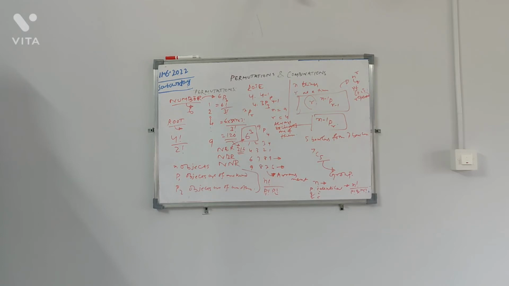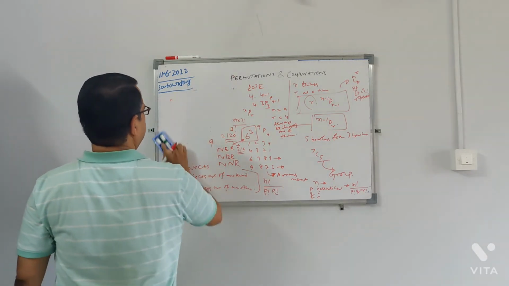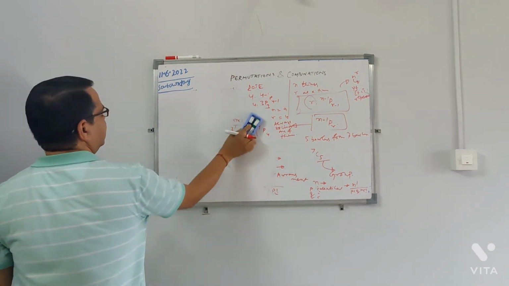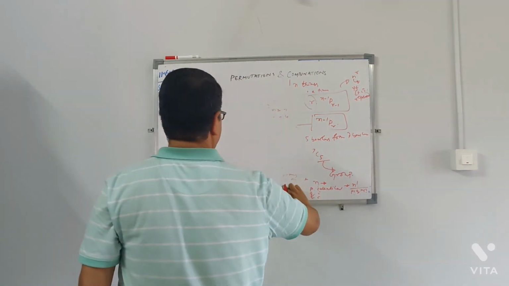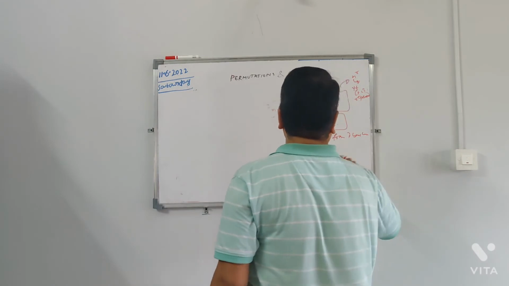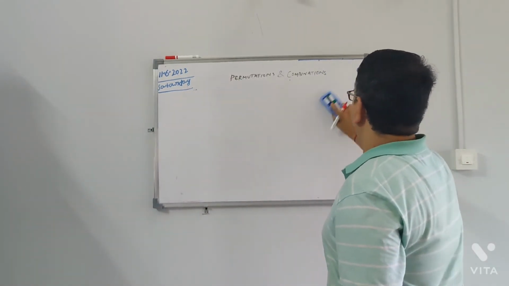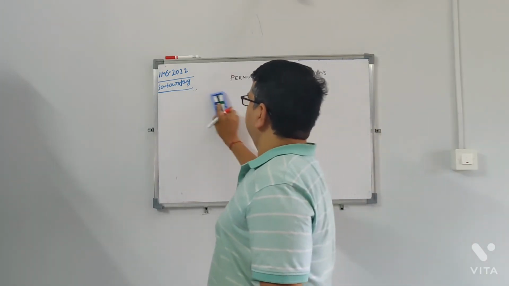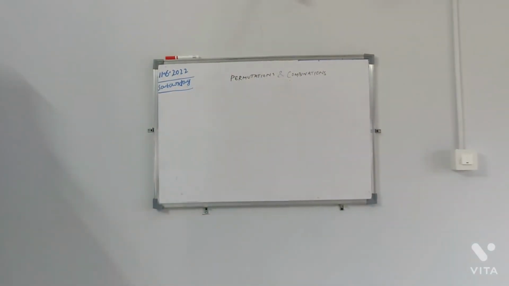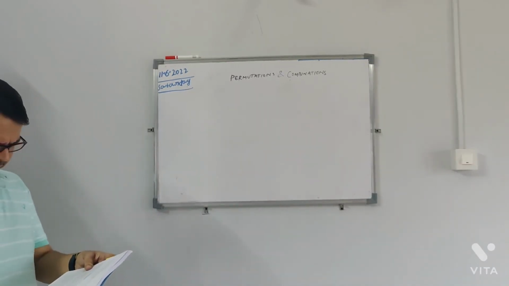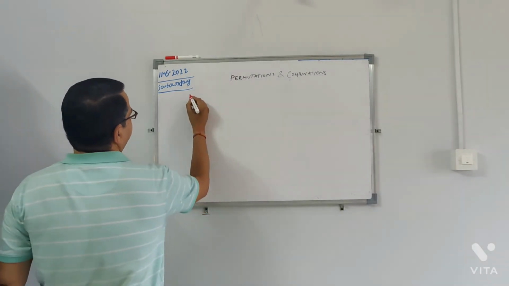Combination, what I was telling, is a group, not an arrangement. Order does not matter here. Like I was telling you, you have 7 bowlers and you want to select 5 bowlers. In how many ways can you select? That is 7C5. Combination.